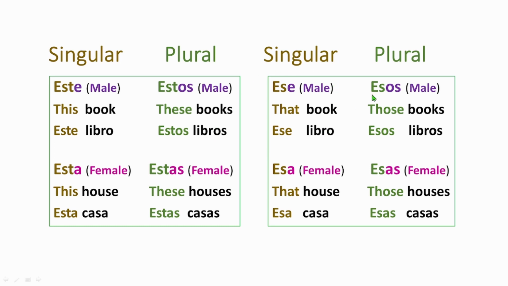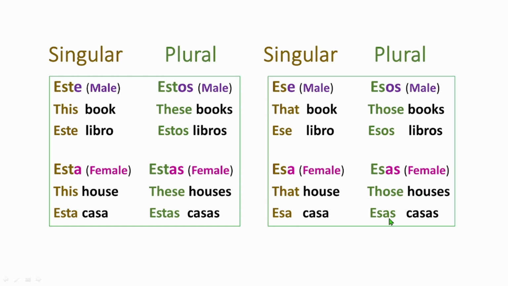Now we go to this side, and it's "that," right? Again, if you say that book, you say ese libro. Ese is that for the male. Those books, esos libros. It was for plural, right? Male singular, male plural, and here female. Esa, that. That house, and you say esa casa.